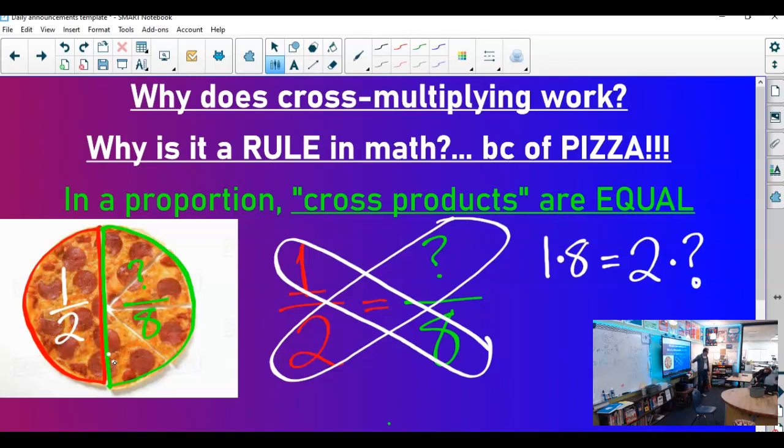If you want to see that justified with cross multiplication, check out the cross multiplication. 1 times 8. Guys, these are what we call cross products, because we're multiplying, right? Products, multiplying. 1 times 8 will equal 2 times whatever this is. So what does that need to be? It needs to be 4. That is why cross multiplication works.